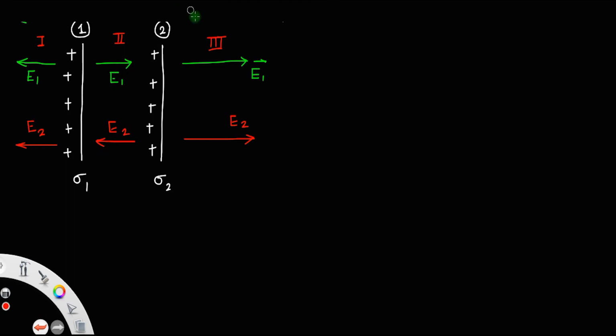Clear? Now we need to find the electric field on the region 1. On the region 1, let's say the net electric field be E1. Clearly, you can see that both the electric fields are towards the left. So the net electric field is minus E1 since it is towards the left, plus minus E2. Let's consider only the scalar E1 plus E2, since both these electric fields are on the left side.